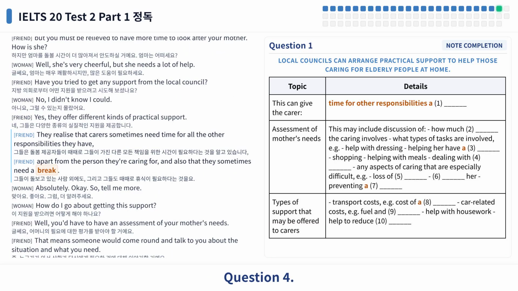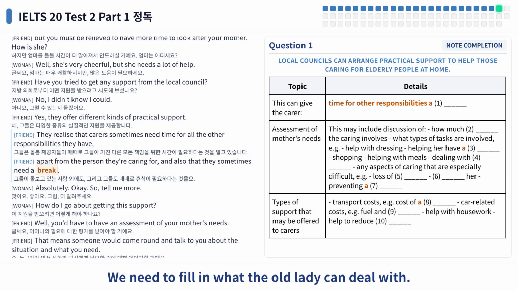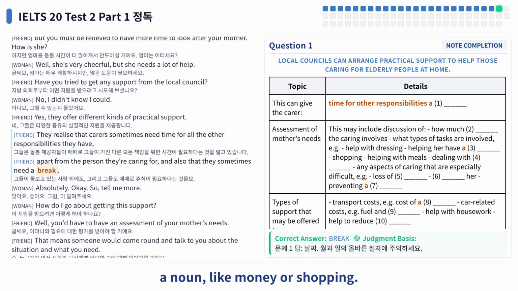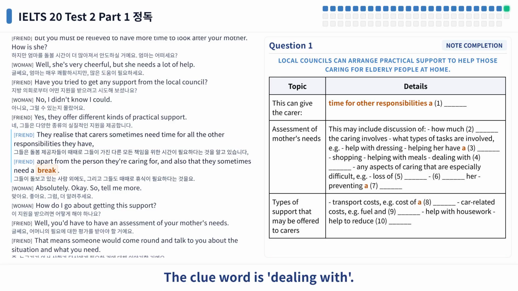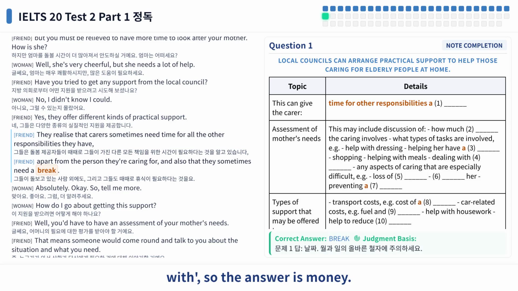Question 4. We need to fill in what the old lady can deal with. The phrase dealing with tells us to expect a noun, like money or shopping. The clue word is dealing with. We predict the answers about the old lady's daily life ability. In the recording, the friend says, whether she can cope using money. Cope using means the same as dealing with, so the answer is money.